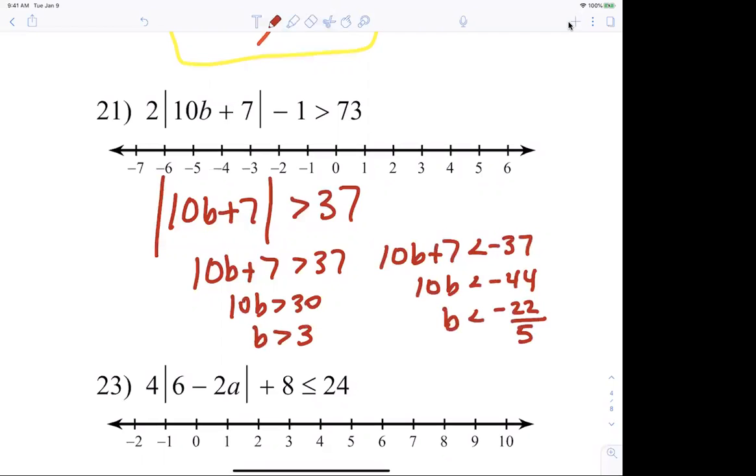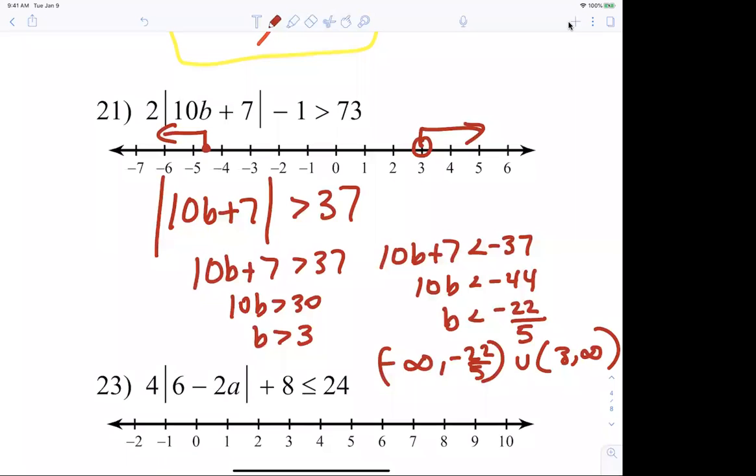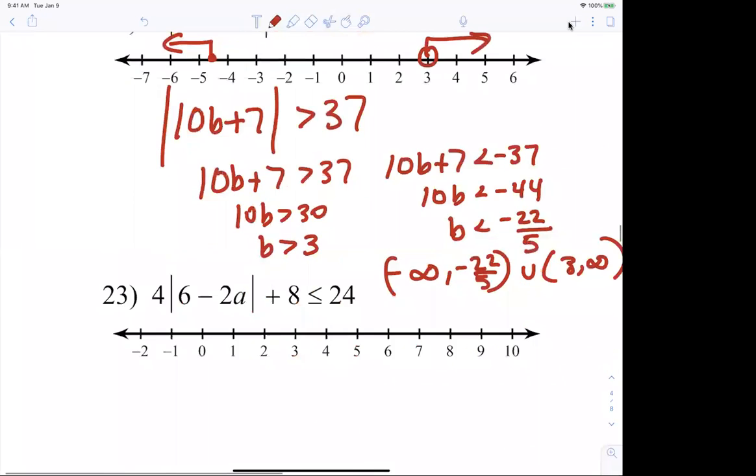All right, now you should be able to look at that and say, okay, negative 22 fifths, I know then there's negative 4.5 right here, or 4.4. So again, we would just say negative infinity to negative 22 fifths, and 3 to infinity. Is that good? All right, looks like we just have a couple more to go.